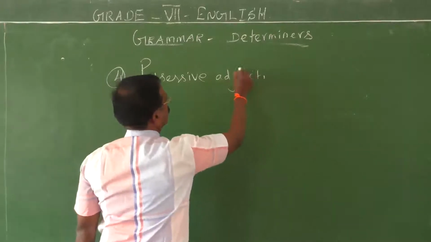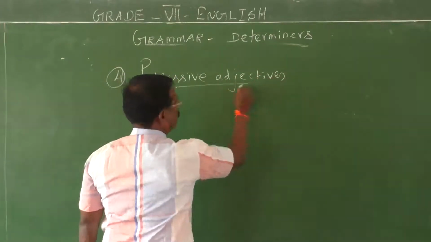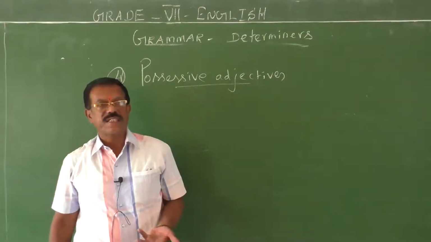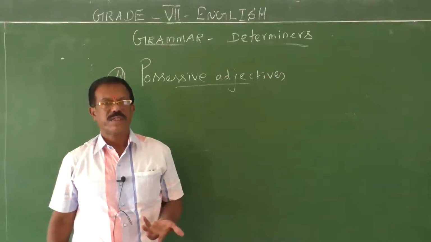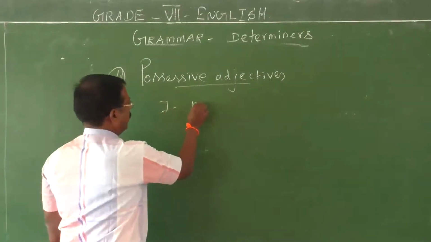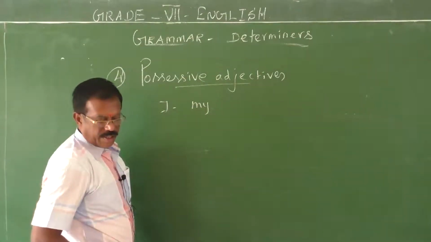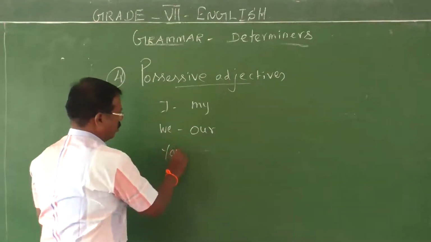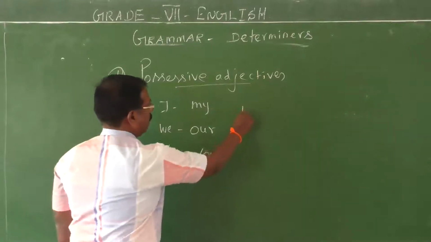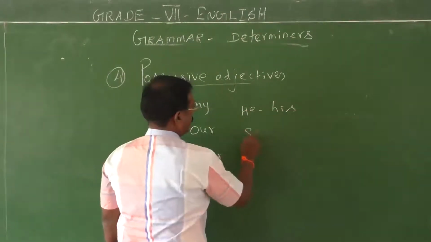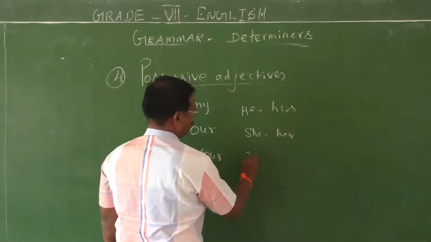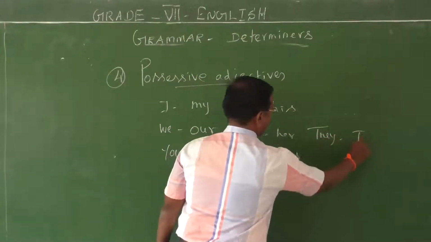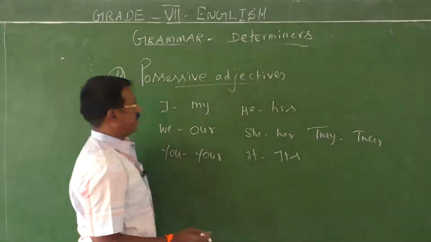Possessive adjectives. You know the various forms of personal pronouns. When they function as adjectives, they are called possessive adjectives. I, my. We, our. You, your. He, his. She, her. It, its. They, their. So they are called possessive adjectives.